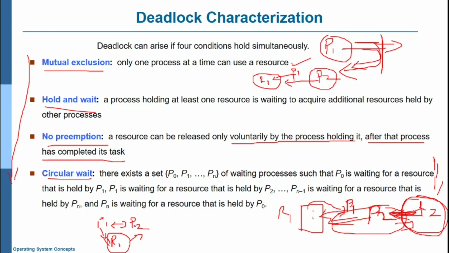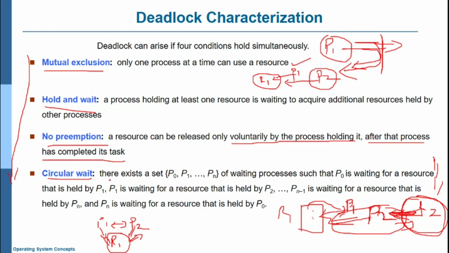Then the resource can be held by the other process. Voluntarily, it won't be released. The process cannot release the resource voluntarily before completion. Only after completion of the task can it release it.